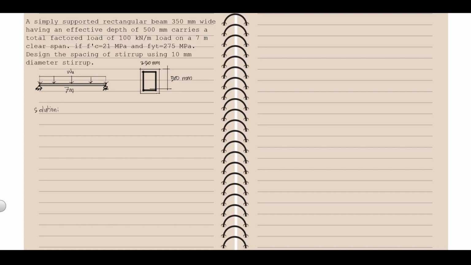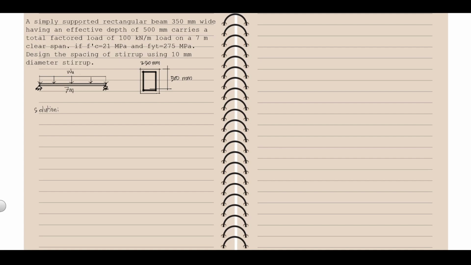Alright? So, example number 3. So, dito, gagawin natin, magde-design na tayo ng spacing of stirrups all throughout the beam. Okay? So, basahin ko muna yung problem natin.